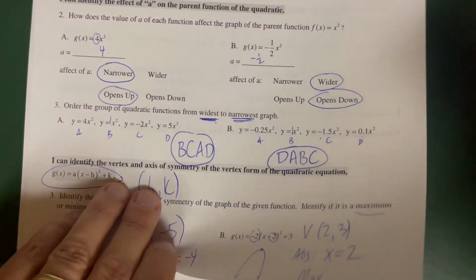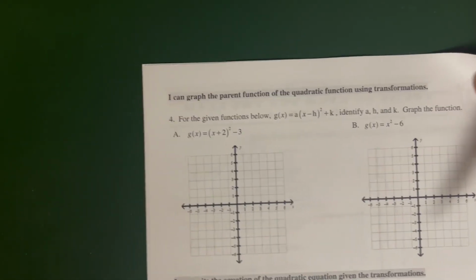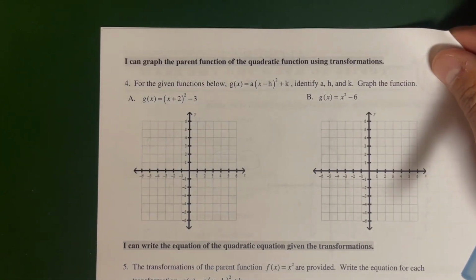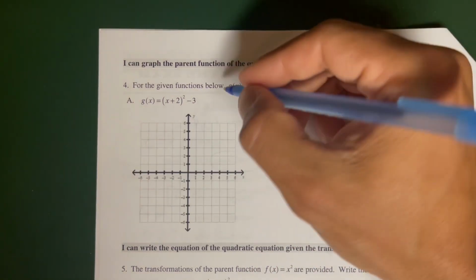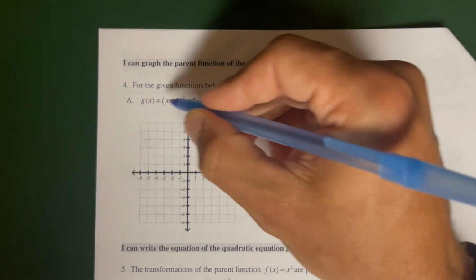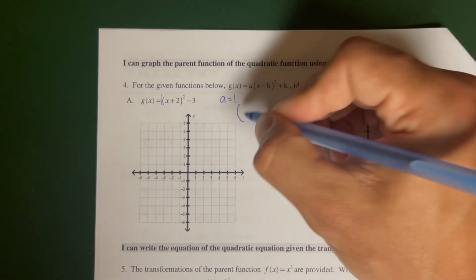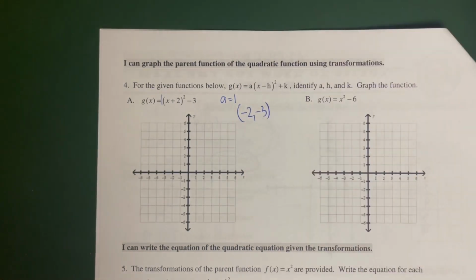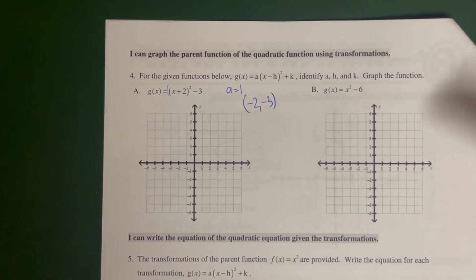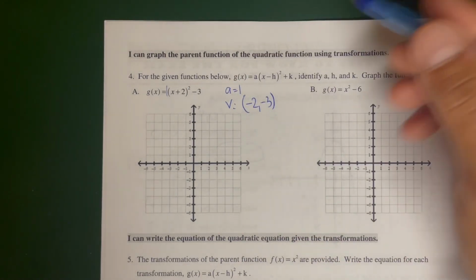Okay, let's go ahead and turn the page. Some stuff to do here on the back. Number 4. What does it say here? For the given functions, identify a, h, and k and graph the parabola. Well, the a value is invisible. There's going to be a 1 there. And my vertex is going to be opposite of h, so that's going to be negative 2, and the k value is negative 3. So really all that we need to do is graph the vertex and then use the a value to graph the parabola.